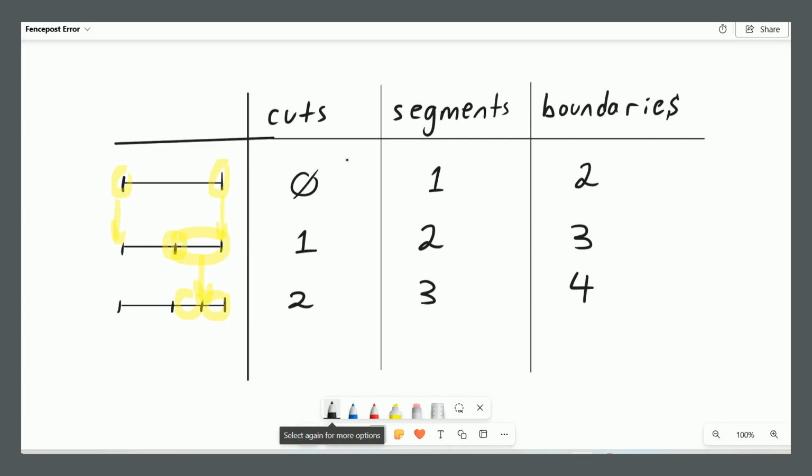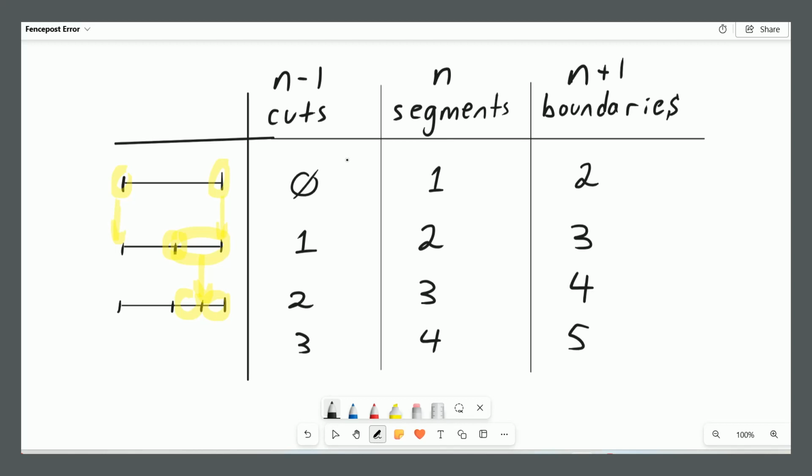So each time we add another cut, the number of segments goes up by 1, and the number of boundaries goes up by 1 as well. So the number of segments, if we represent that as n, then the number of boundaries will always be n plus 1, and the number of cuts will be n minus 1. And in situations where people mix up the number of cuts with the number of segments with the number of boundaries, then they're likely to make this kind of fence post error or off by 1 error.